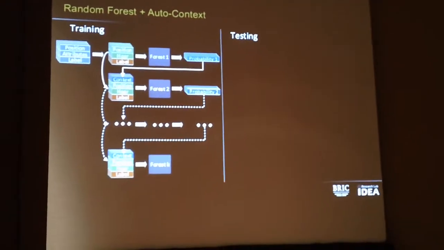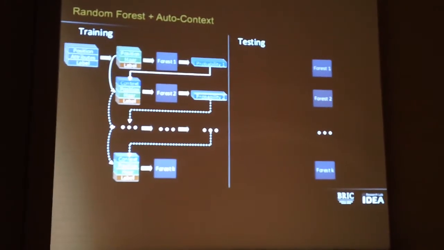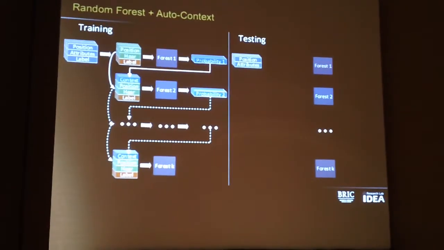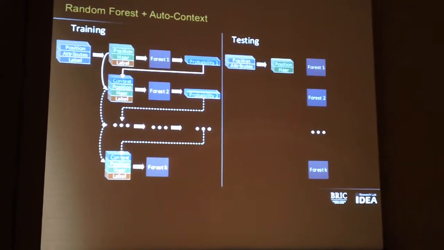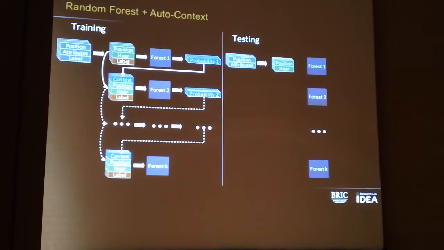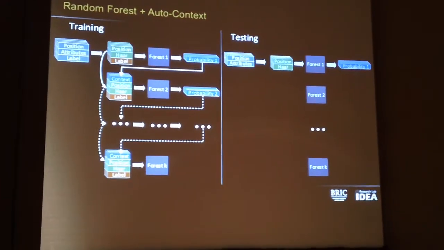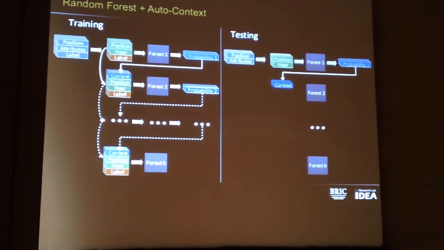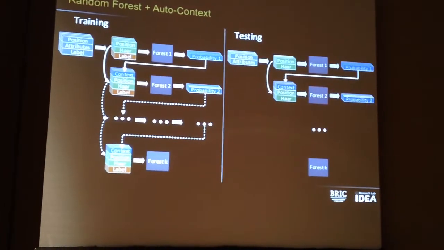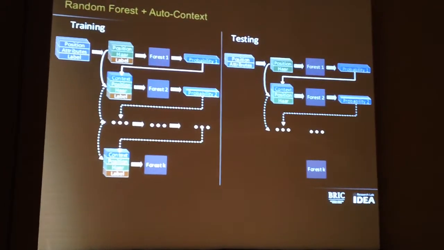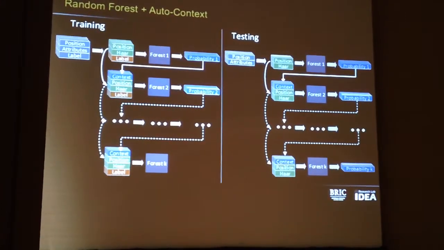The testing stage is very similar. So we already have K random forests, given the testing data with position information and attributes. First, we compute the highlight features and use random forest 1 to generate the initial probability maps. Next, we compute the context features and use forest 2 to update the probability maps. So similarly, we can continue to update it until we get the final probability maps.